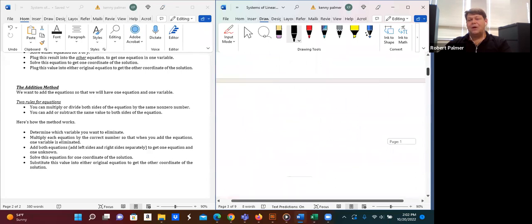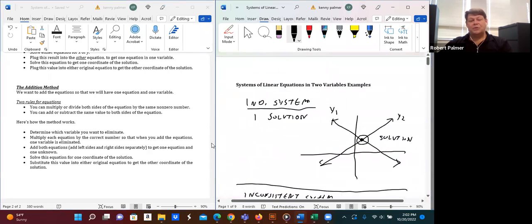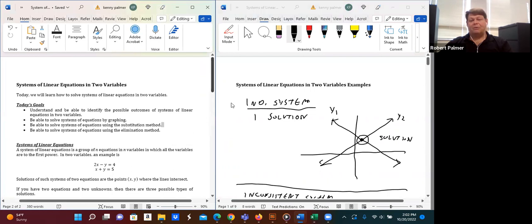In the future, we'll look at how to solve systems of more than two equations with more than two variables, and we often use different methods involving matrices.